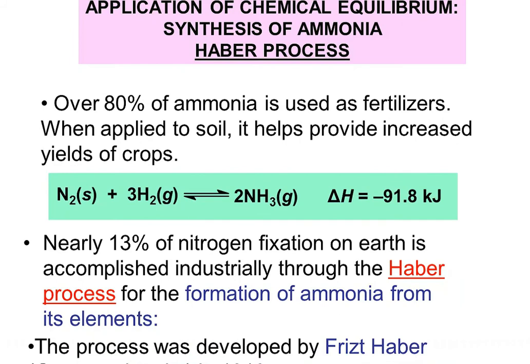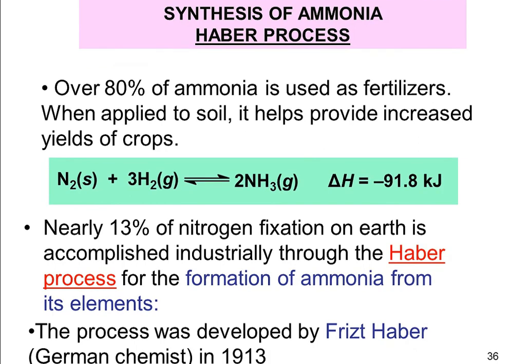Application of chemical equilibrium. For example, the production of ammonia, one of the important components to increase the yield of crops. Over 80% of ammonia is used as fertilizer. When applied to the soil, it helps to increase crop yield. Nearly 30% of nitrogen fixation on Earth is accomplished industrially through the Haber process for the formation of ammonia from its elements. The process was developed by Fritz Haber, a German chemist, in 1913.